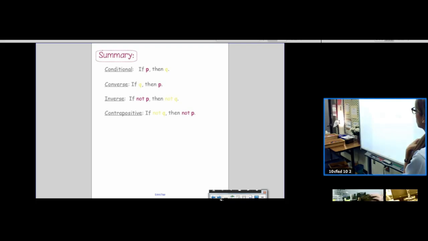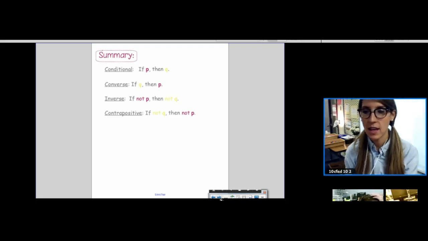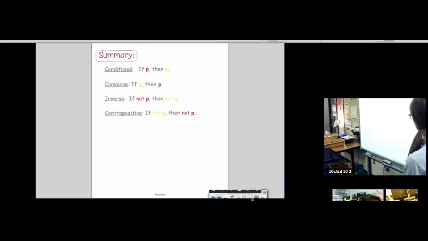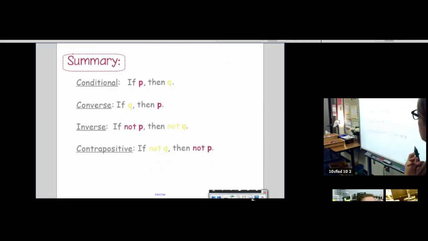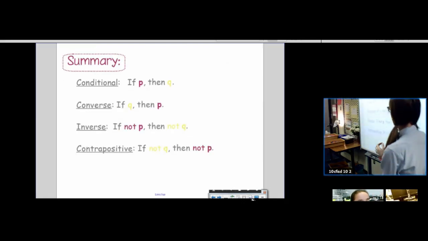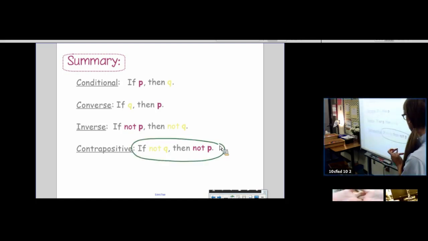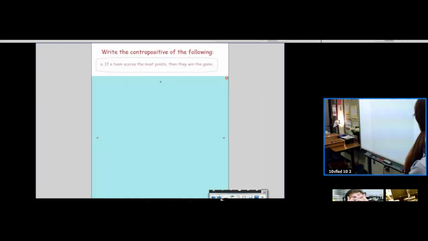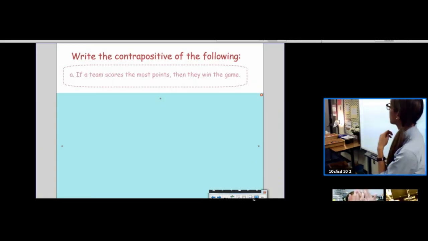This is just a summary. I just wanted to show you what they all looked like. You do not have time to write this down. Let's see if we can practice writing contrapositives, okay?